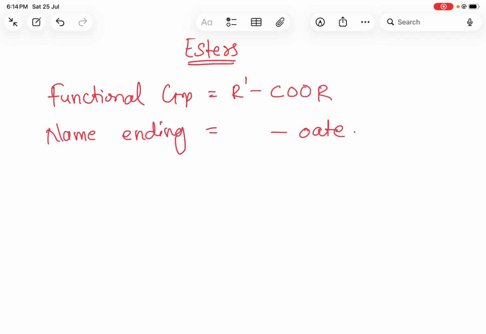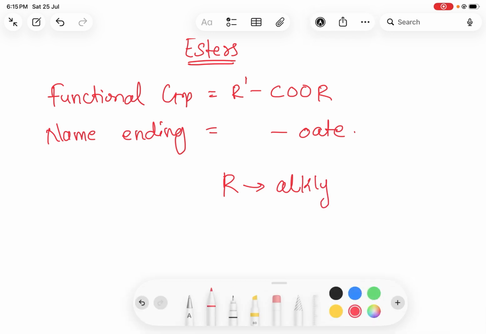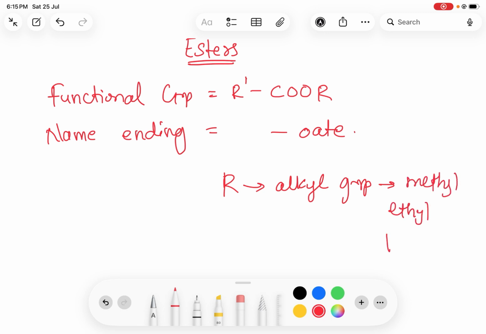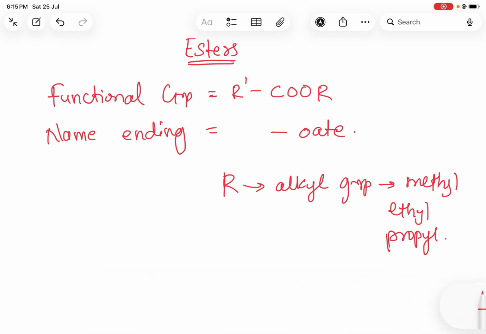As I introduced in the last video when we were learning carboxylic acids, esters are made by the reaction of alcohols and carboxylic acids. We do not have a general formula that we can follow for esters. The R that I have written here is an abbreviation used for an alkyl group, and that alkyl group can be anything. It can be methyl, ethyl, propyl, butyl, pentyl, etc.